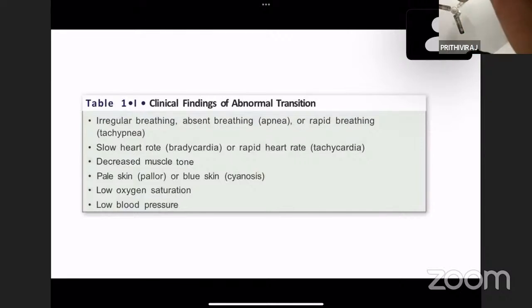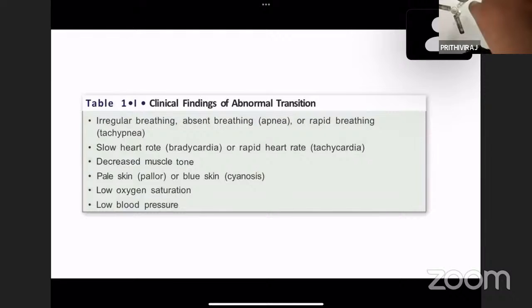Third one is decreased muscle tone, because when blood is not flowing to the pulmonary circulation, or there is a persistent increase in PVR, that is, the baby is not breathing well, and there is a problem in ventilation and perfusion, the child will not get enough oxygenated blood to the muscles. When the muscle doesn't get enough oxygen, the muscle tone remains decreased, so you will have a floppy baby.